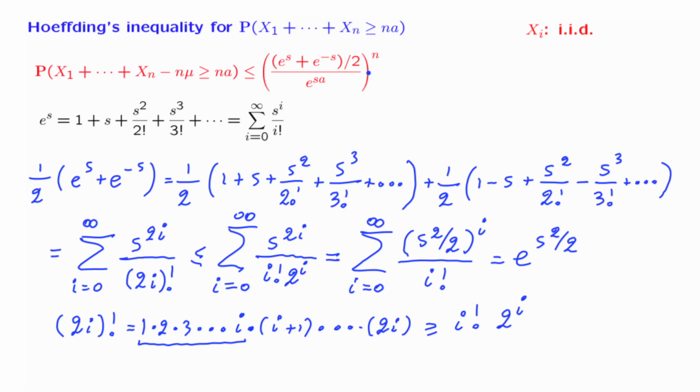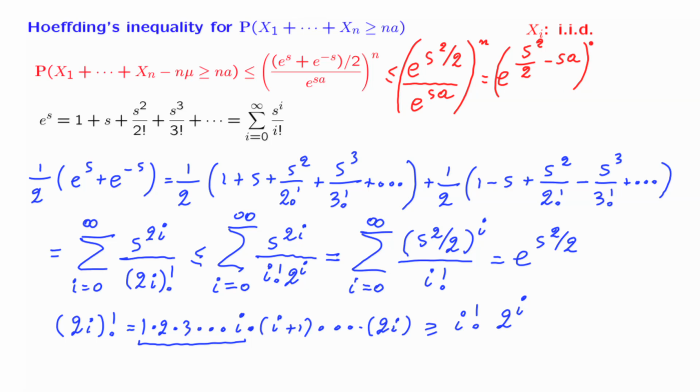Using now this bound, we go back to this inequality, and we have that this is less than or equal to, in the numerator we have e^(s squared over 2). In the denominator we have e^(sa), and all that is raised to the nth power. Or another way to write this is e^(s squared over 2 minus sa), and all that to the nth power.